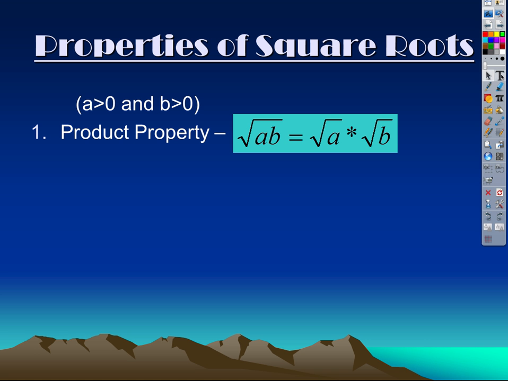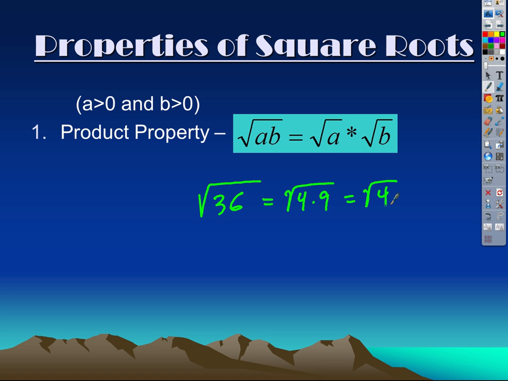Quick example of that. If I had the square root of 36, I could break that up into the square root of 4 times 9, because 36 is just 4 times 9, right? And I could split that off into the square root of 4 times the square root of 9. What is the square root of 36? 6. What's the square root of 4? 2. What's the square root of 9? 3. See, it works. Okay. You can always do that.